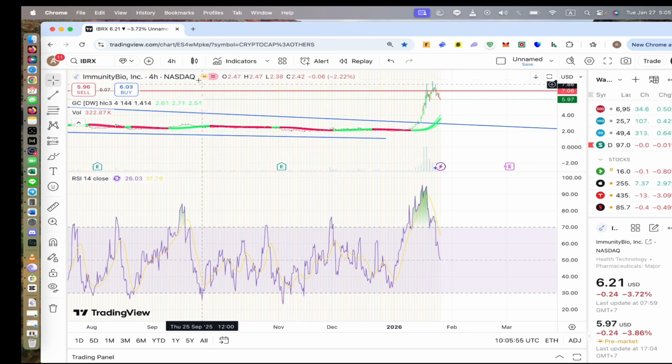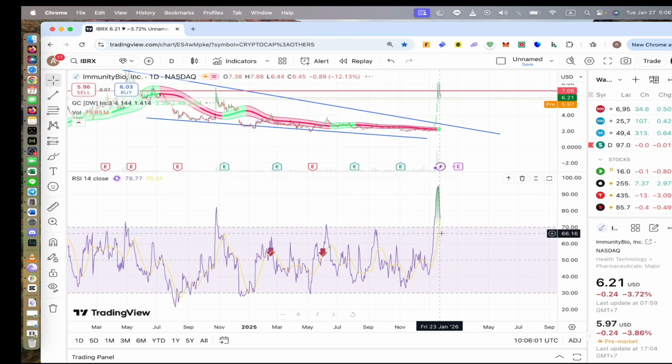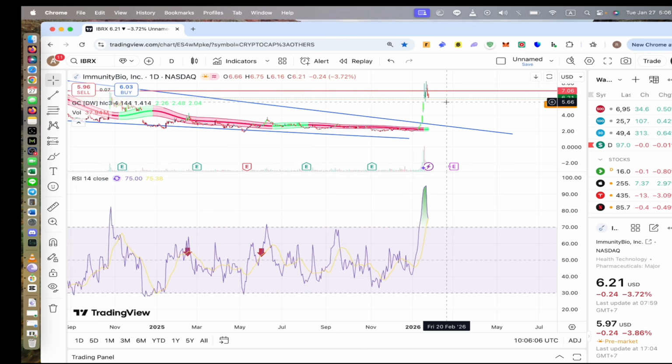I just wanted to have an introductory 10 minutes and describe what to look out for on the 4 hour, the daily RSI. I'm looking for the daily. This can come all the way back.